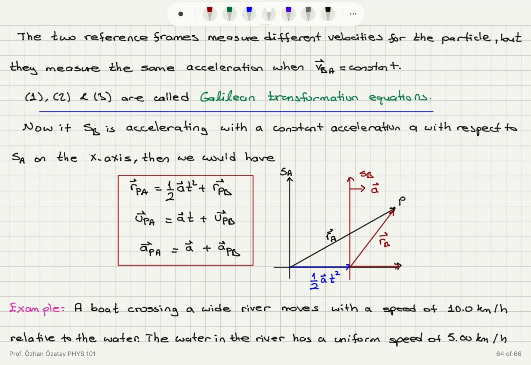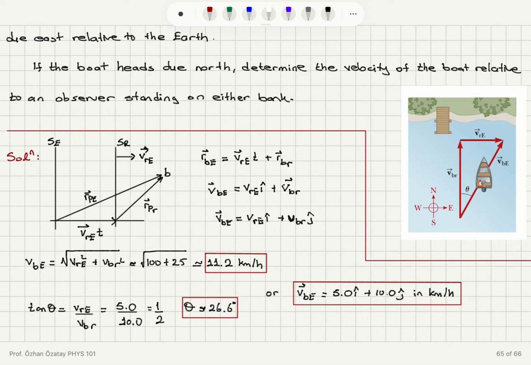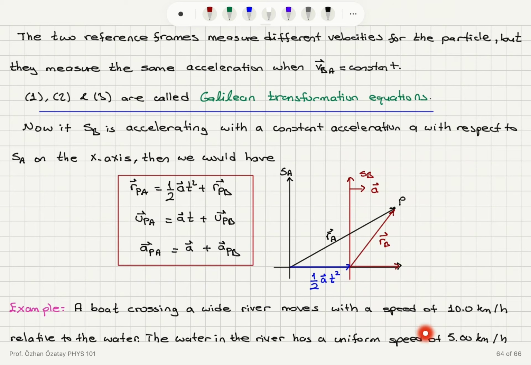Let's quickly look at an example. A boat crossing a wide river moves with a speed of 10 kilometers per hour relative to the water. So we have a water reference frame, and the boat is moving with a speed of 10 kilometers per hour with respect to the water. The water in the river has a uniform speed of 5 kilometers per hour due east relative to the earth. So the water reference frame is moving due east, in the plus x direction, relative to the earth with a speed of 5 kilometers per hour.